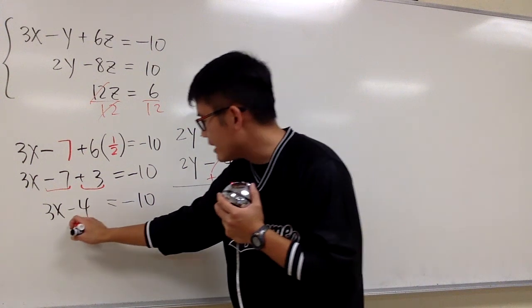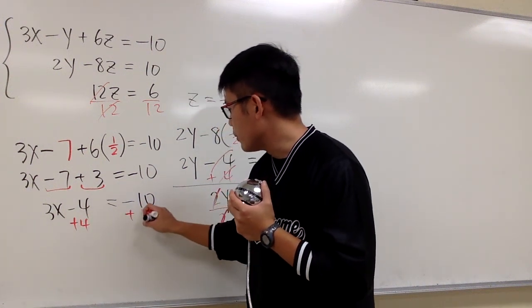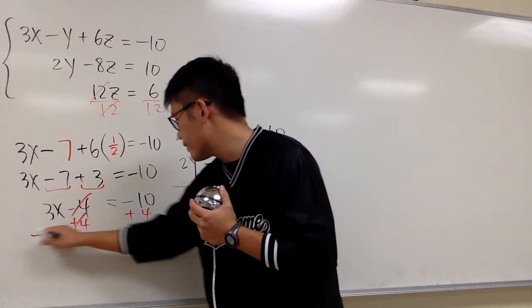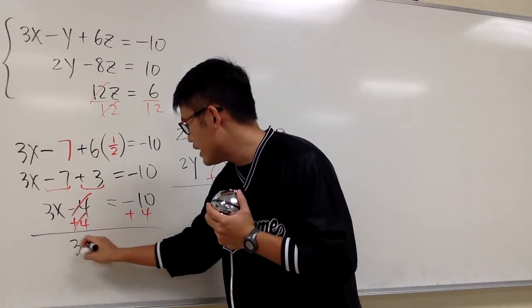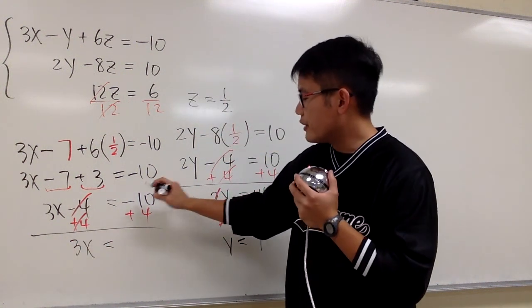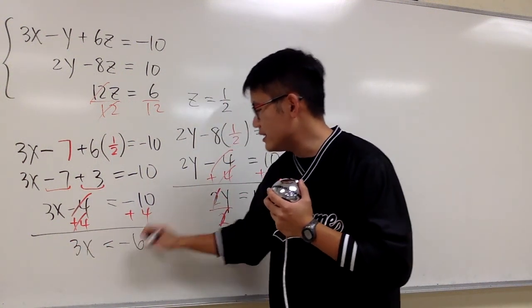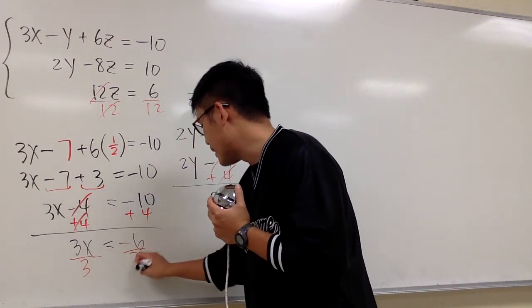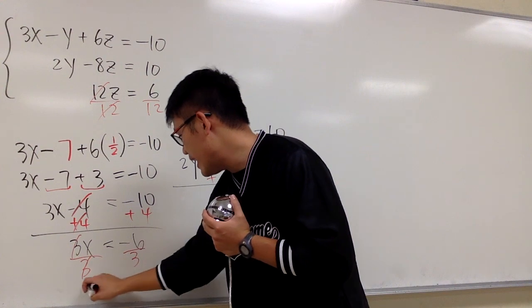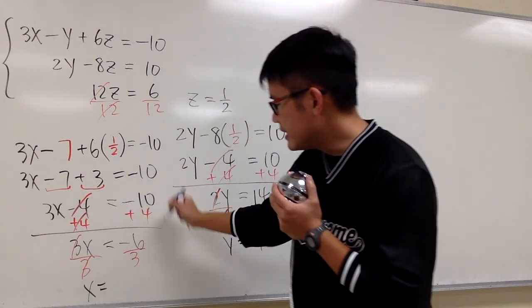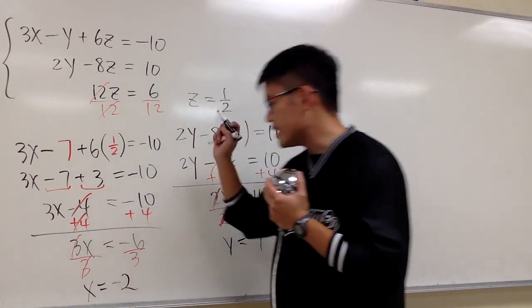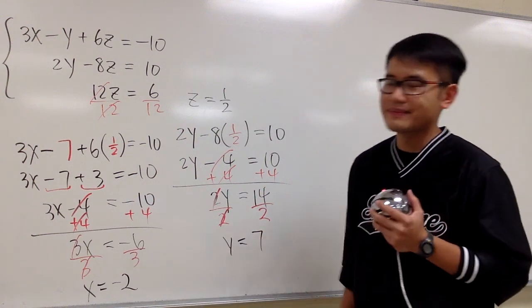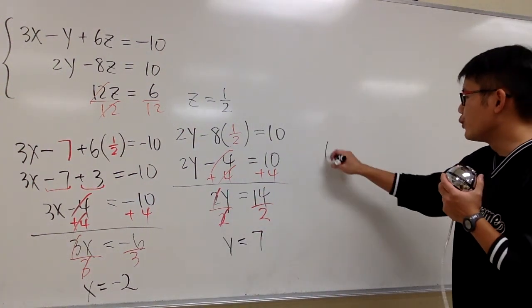And we just add the 4 on both sides. They will cancel. And you see this is 3x, and that will be equal to negative 10 plus 4. That's negative 6. And at the end, of course, divide both sides by 3. So we get x is equal to negative 6 over 3, which is negative 2. Just like that. At the end, this is how you will write down the answer.